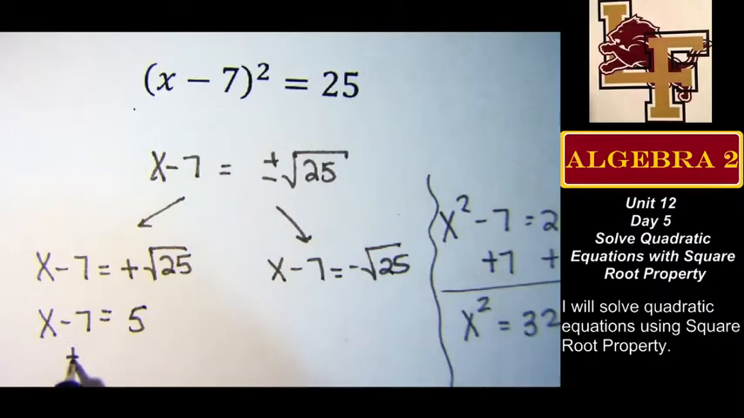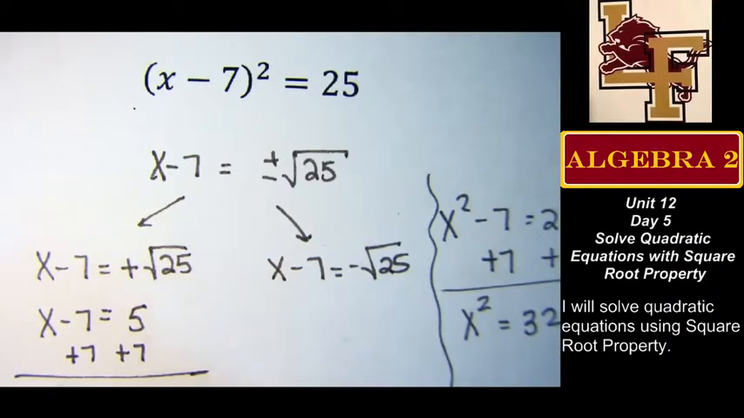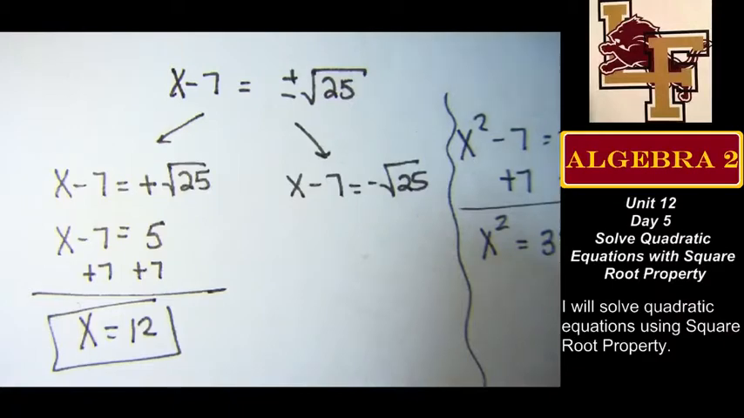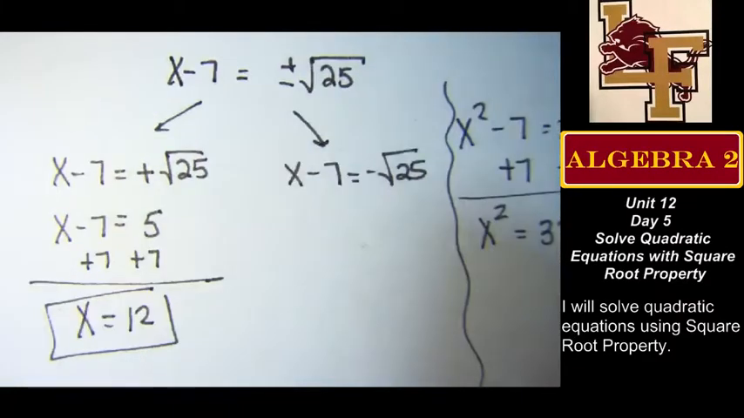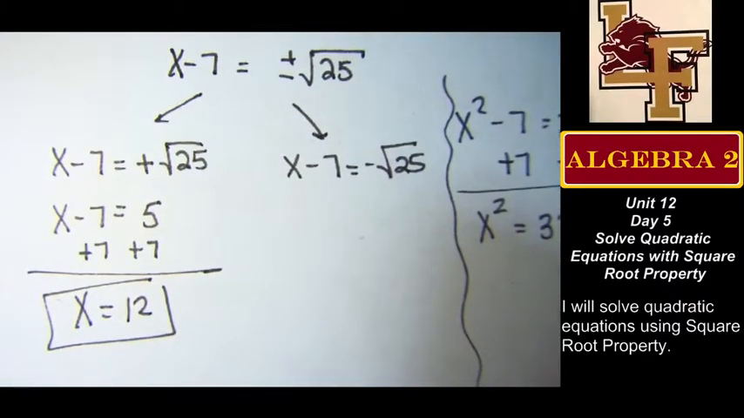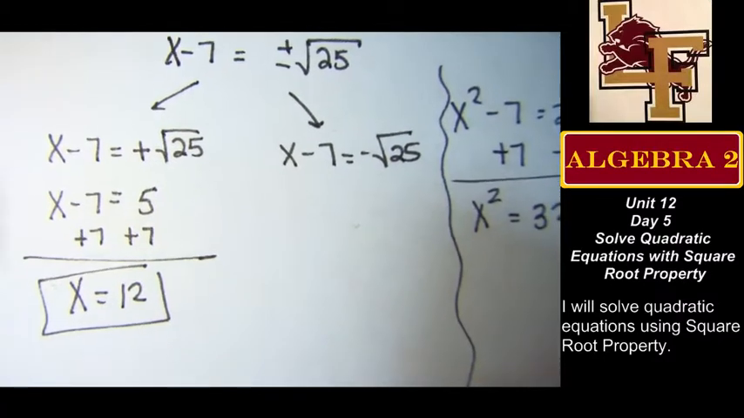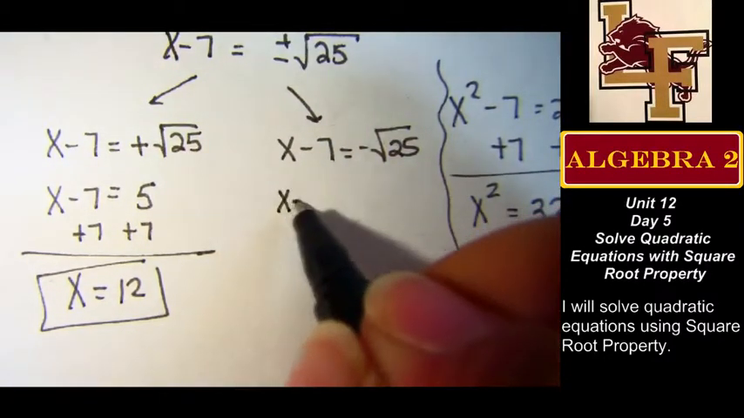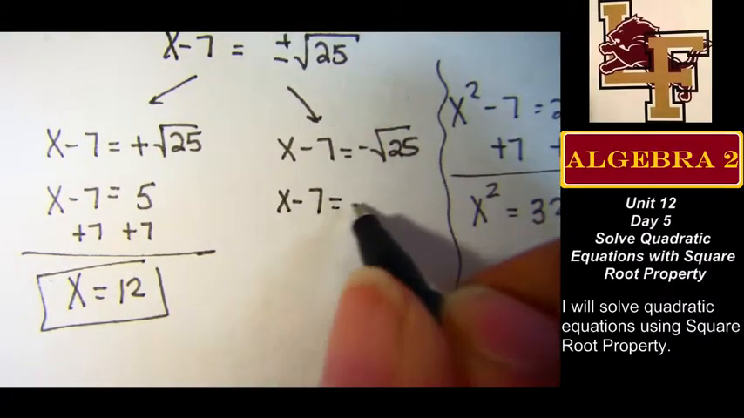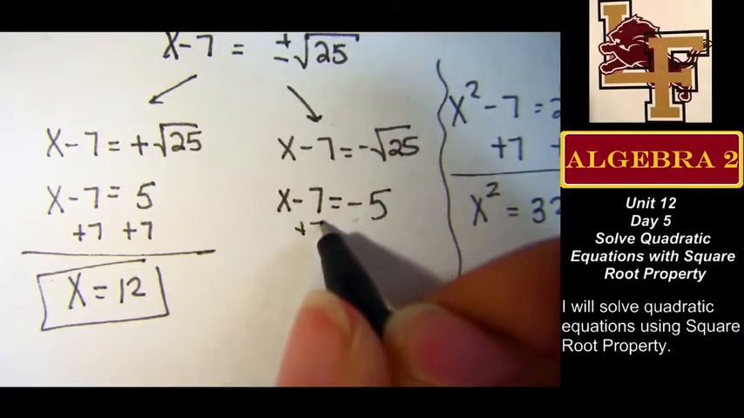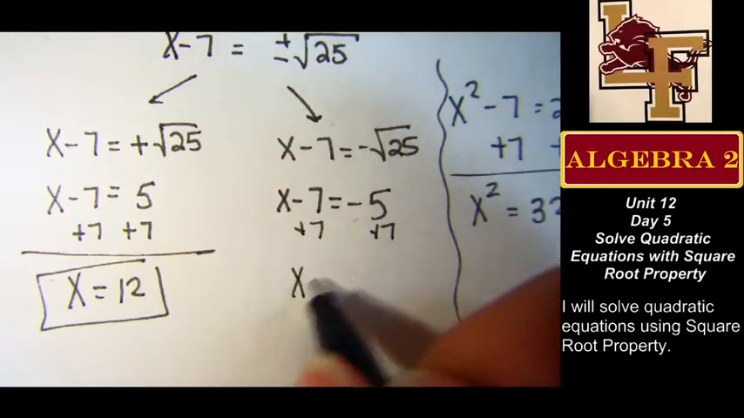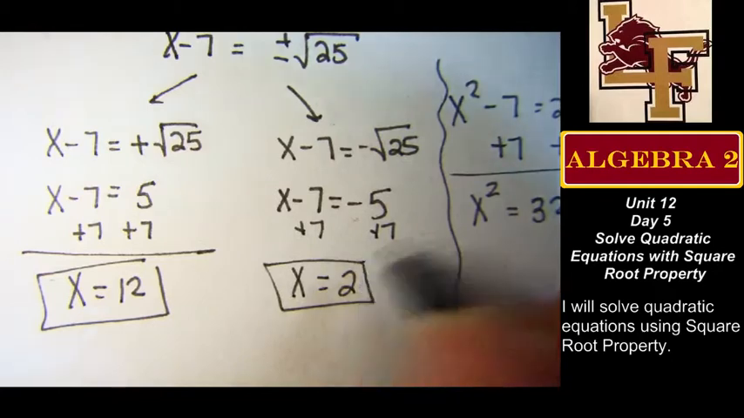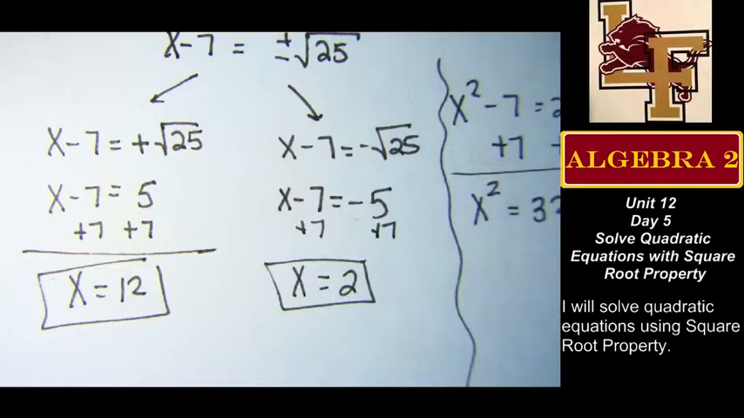And so this equation is actually x minus 7 plus 5 equals 5. And when I solve for it, I get x equals 12. Whereas the equation on the right-hand side, the one that's my negative version, becomes x minus 7 equals negative 5. Adding 7 to both sides again, x equals 2. Two answers.